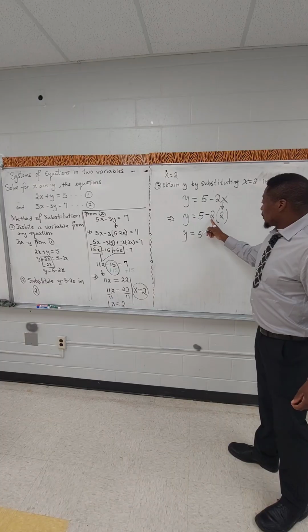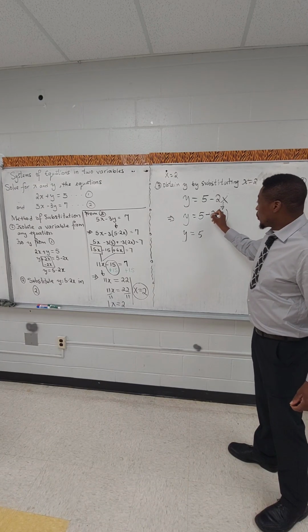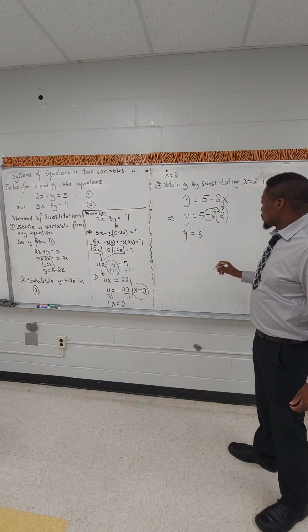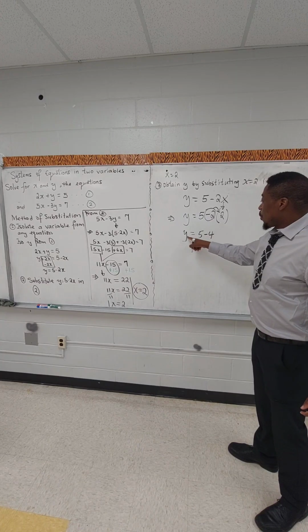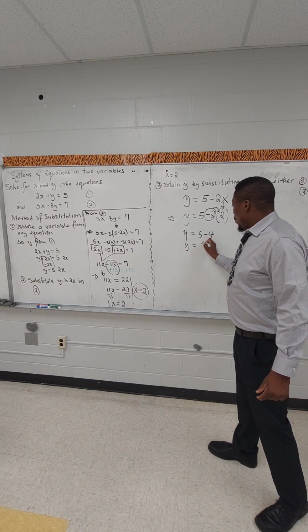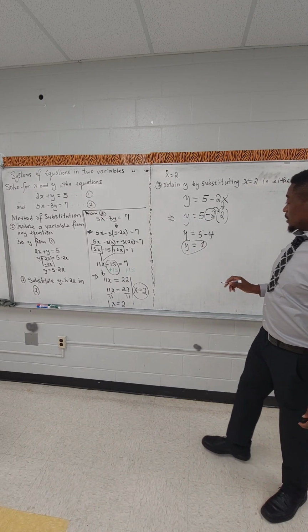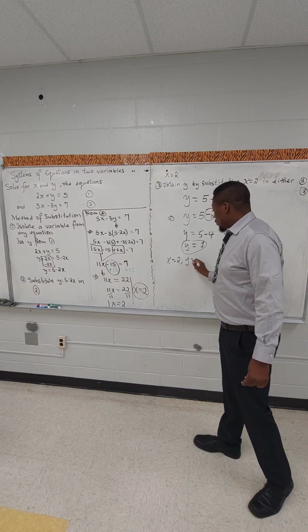Now this number is negative 2. Don't get confused and say this is a minus sign sitting here by itself. No, this is a negative 2 that will multiply this 2 in parentheses. So negative 2 times 2 is negative 4. So y equals 5 minus 4, and y equals 1. Okay, now we have our values for x and y. Our x is 2 and our y is 1.